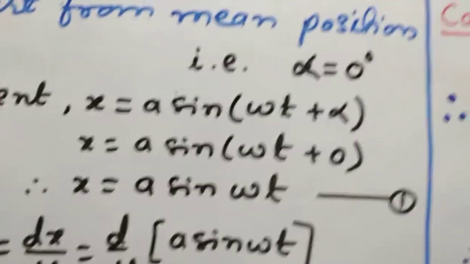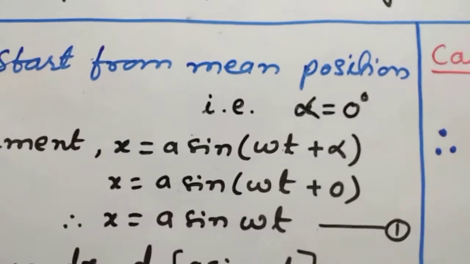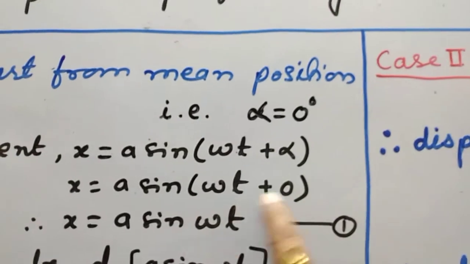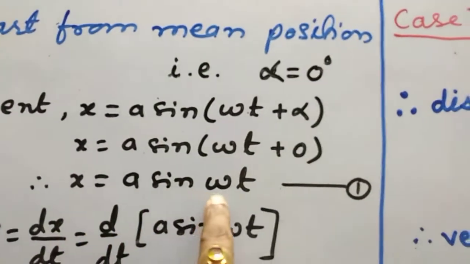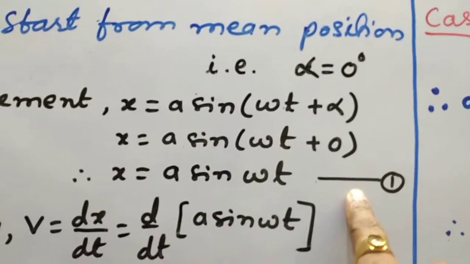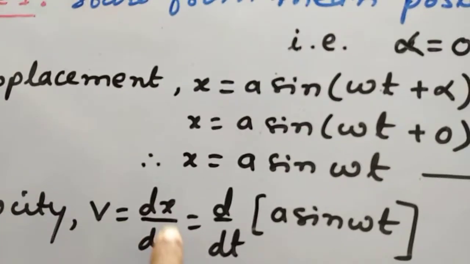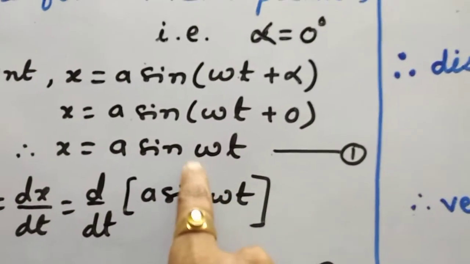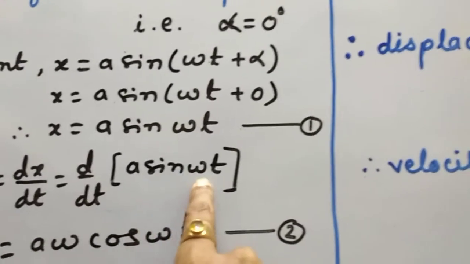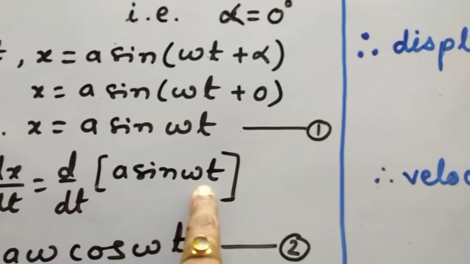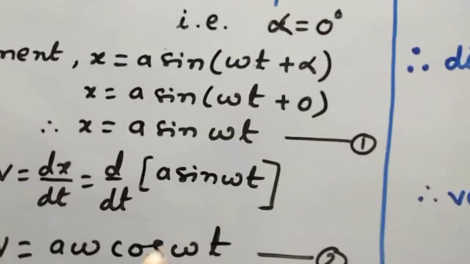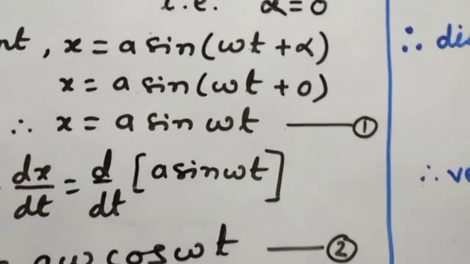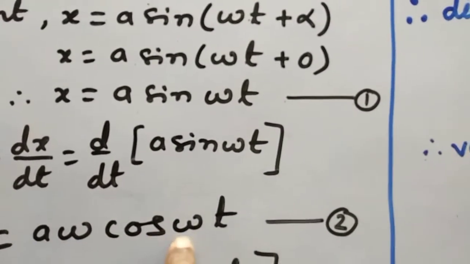So in the first case, we know the expression for displacement of a particle, x is equal to a sine omega t plus alpha. Here alpha is equal to 0, so therefore displacement x is equal to a sine omega t, equation number 1. Now we know that the velocity v is equal to the rate of change of displacement with respect to time, that is dx by dt. When we substitute the value of x here, we get d by dt of a sine omega t. The derivative of sine omega t is cos omega t, and the derivative of omega t is omega. So therefore velocity v is equal to a omega cos omega t.